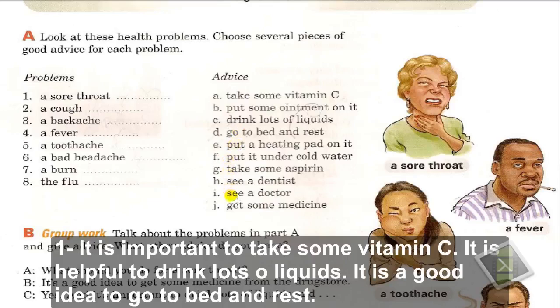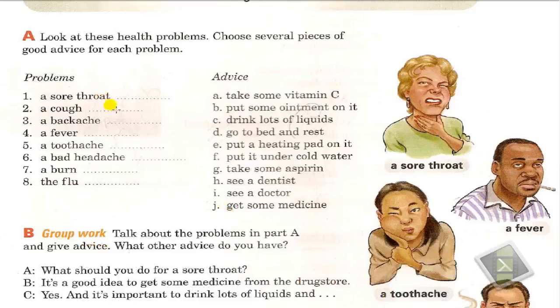I. It's helpful to see a doctor. J. It's important to get some medicine. Number 1, sore throat. Answers A, C, D, I, J. For one exercise, you can choose 4 or 5 answers for every disease.